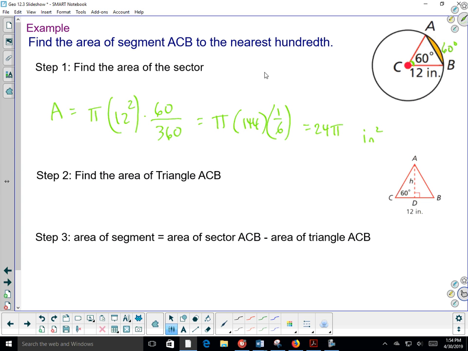What's 24 pi as a decimal? 75.40 inches squared. Everybody okay with that?